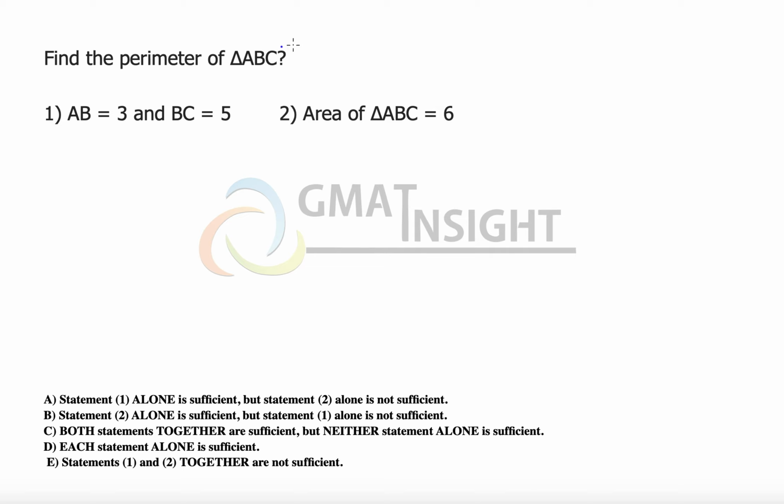Find the perimeter of triangle ABC. The perimeter of any figure is the length of its outer boundary. So in this particular case, the perimeter will be the length of AB plus BC plus AC. We need to find this out.